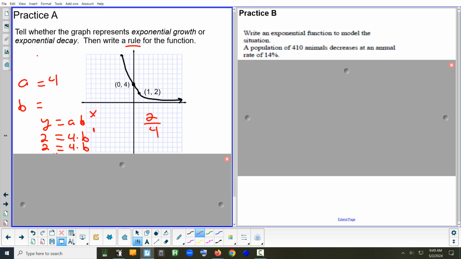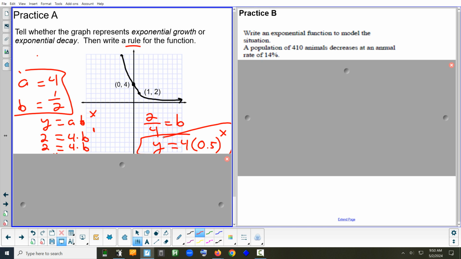So when you divide the left side by 4, you get 2/4. And when you divide the right side by 4, you get b. So what does 2/4 reduce to? Yep, 0.5 or 1/2. Okay. So what is the final answer? Y equals 4, and then parentheses 0.5, and then x. Again, if you put a 0.5 here or you put a 1/2, they're both correct. That's the same number.